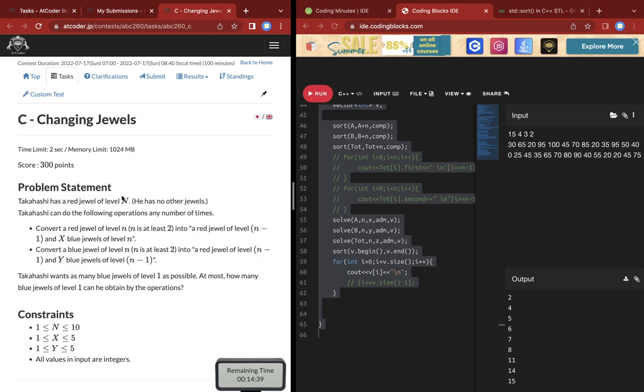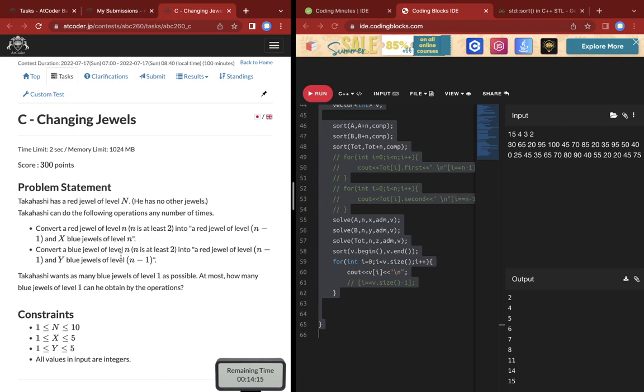So let's read the third problem. Takahashi has a red jewel of level N. He has no other jewels. Takahashi can do the following operations any number of times. Convert a red jewel of level n, where n is at least 2, into a red jewel of level n minus 1 and X blue jewels of level n.